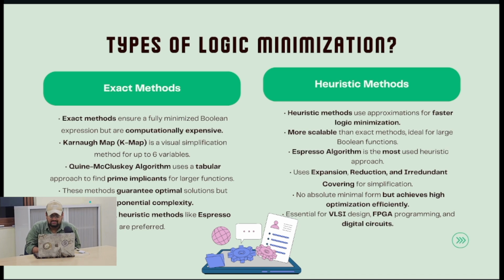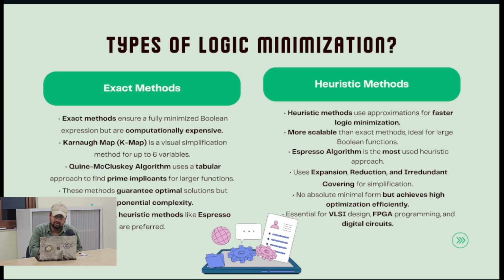Like the Quine-McCluskey algorithm, which uses a tabular approach to find prime implicants for larger functions. These methods basically guarantee an optimal solution but have exponential complexity. For large circuits, heuristic methods like Espresso are preferred. This is why I was saying exact methods were not able to perform in a very effective way. This is why heuristic methods introduced Espresso.